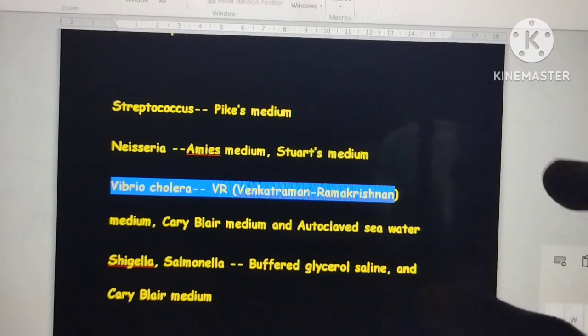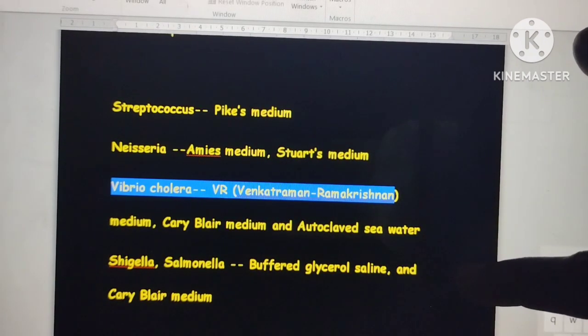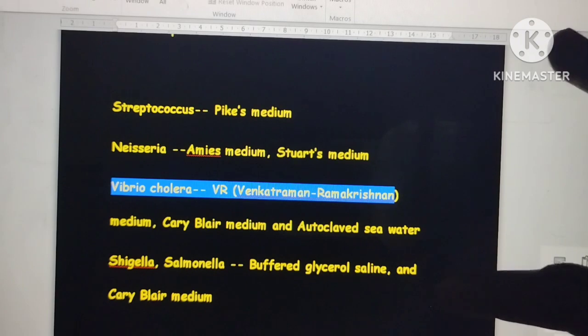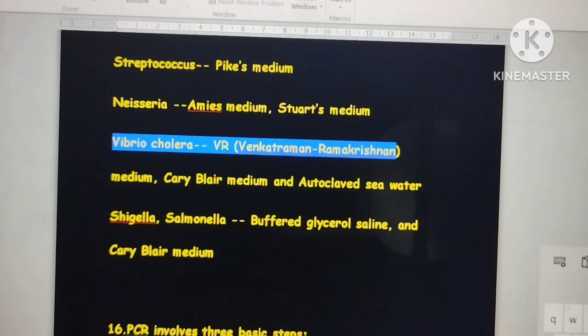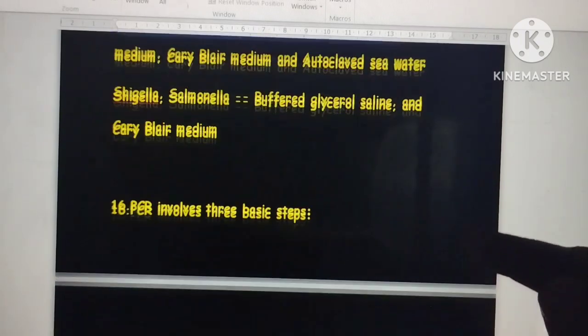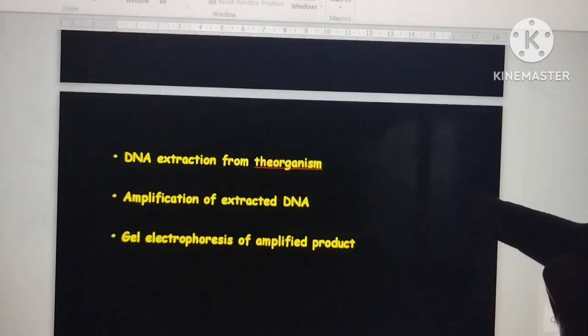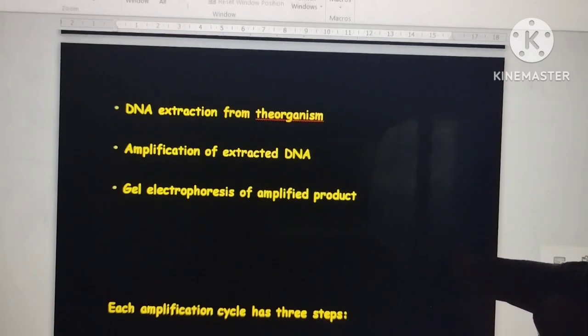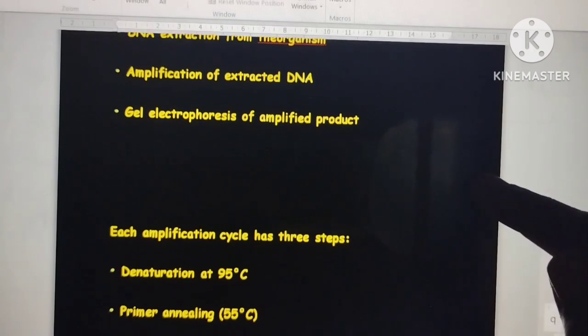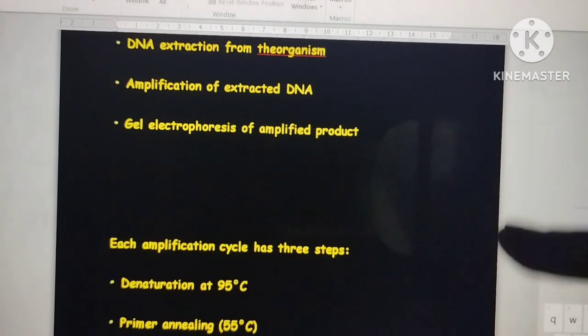So coming to PCR, as we discussed already, it was discovered by Kary B. Mullis. So what are the 3 steps: extraction, amplification and gel electrophoresis, right? So here the amplification has 3 steps, that is important here: denaturation, primer annealing and extension of the primer.